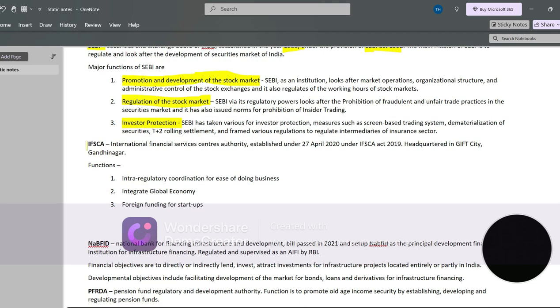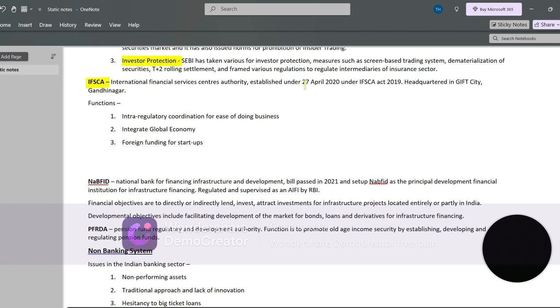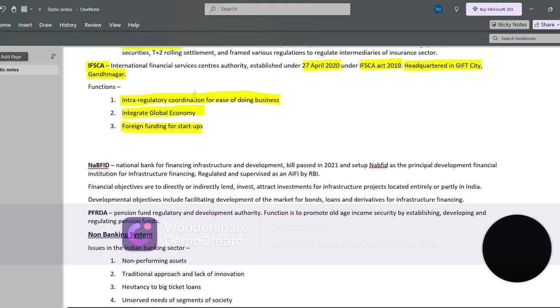Next is IFSCA. IFSCA is International Financial Services Centres Authority. It was established on 27th April 2020 under the IFSC Act passed in 2019. It is headquartered in GIFT City, Gandhinagar. Its function is a single regulatory window for the ease of doing business (EODB). It can integrate the global economy and bring foreign funding for startups. International Financial Services Centres Authority, IFSC.